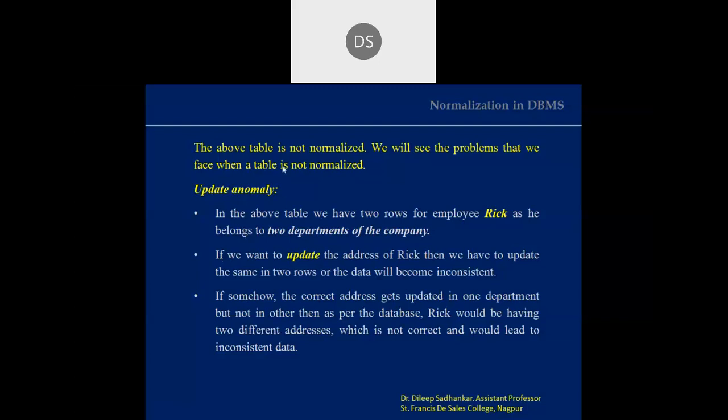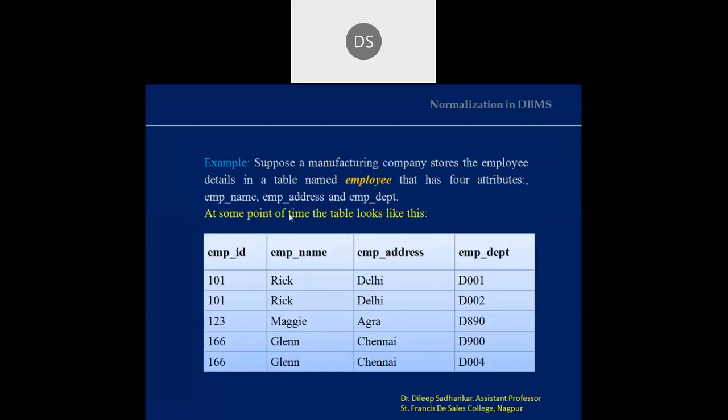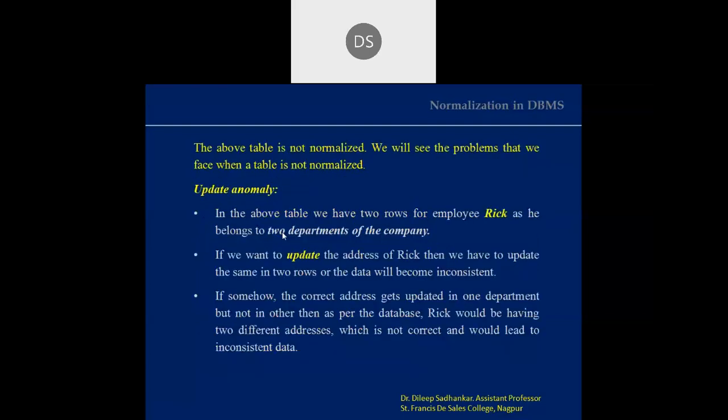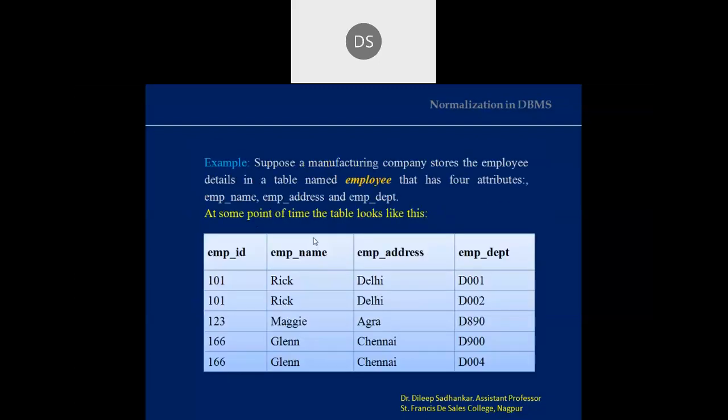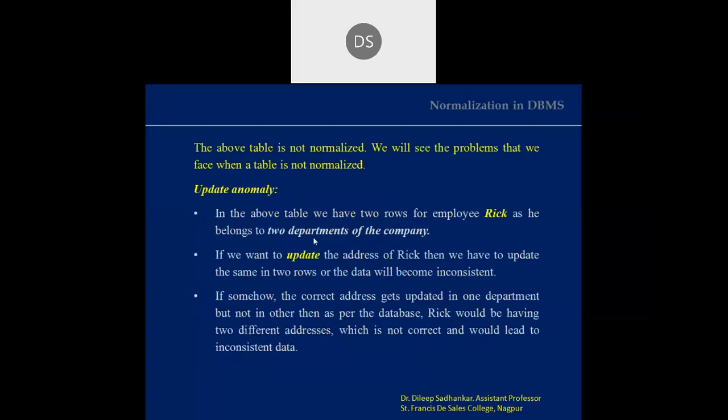So here, update anomaly. Now what problem will we face when we try to update the data? In the above table, there are 2 rows with the employee Rick, and as we know, Rick belongs to 2 different departments. As we can see, the address of that employee Rick is Delhi. If I want to change the address of Rick, and suppose I change it and it is reflected only at one place but not at the other place, because there are 2 records, it should be reflected at 2 places.